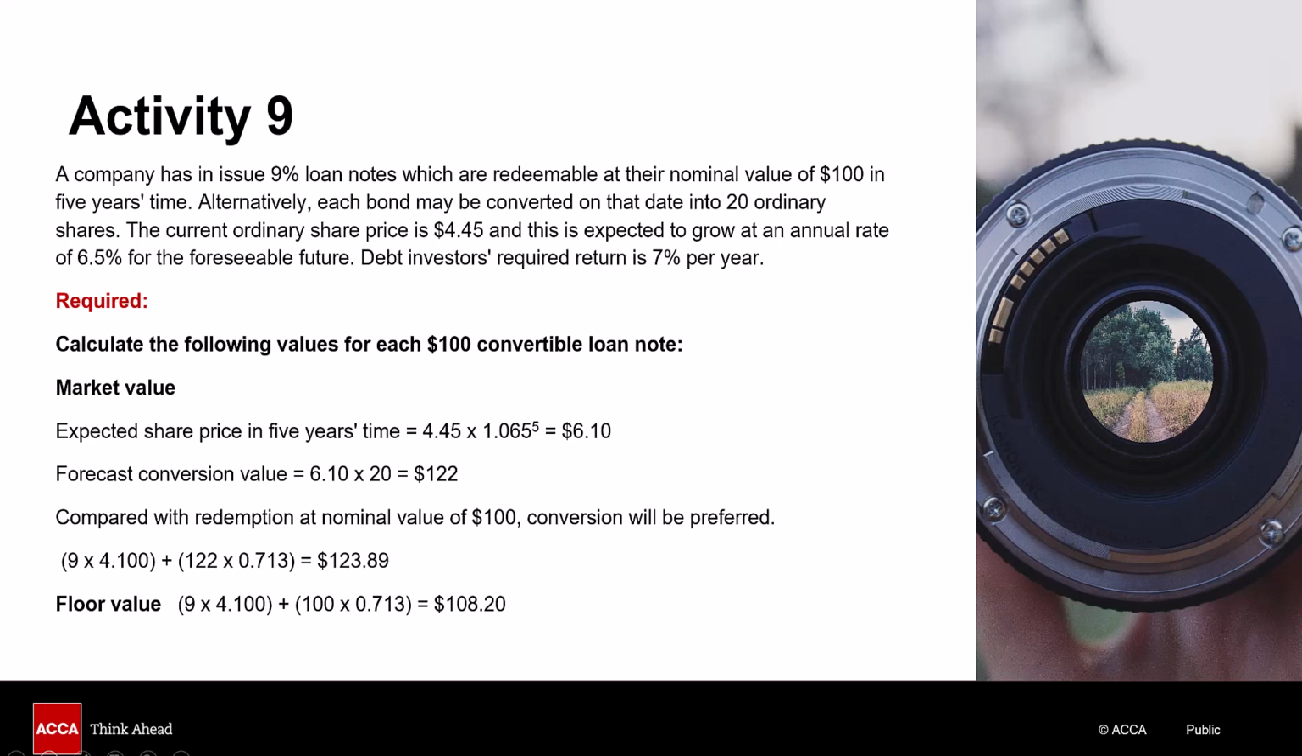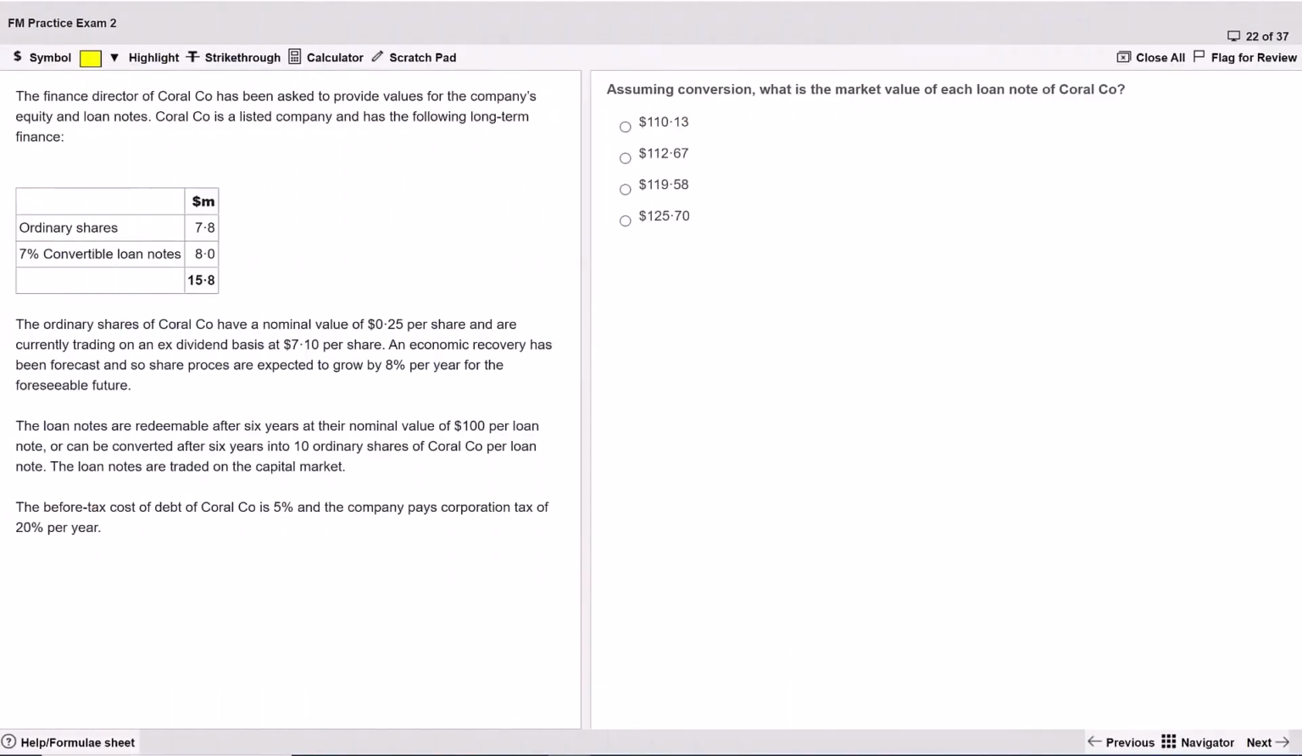Congratulations if you did. We're now going to go onto the practice platform and have a look at a question there. We're now on the practice platform, and this is practice exam 2, and it's a case study question, Coral Company. And so you're going to be looking at question 22, which is on asset valuations. Here we have to find the conversion value and then the market value of each loan note, assuming conversion. So there's our share price, $7.10. It's a 7% convertible loan, and it's redeemable after 6 years.